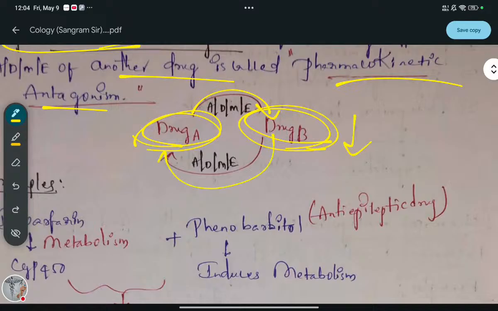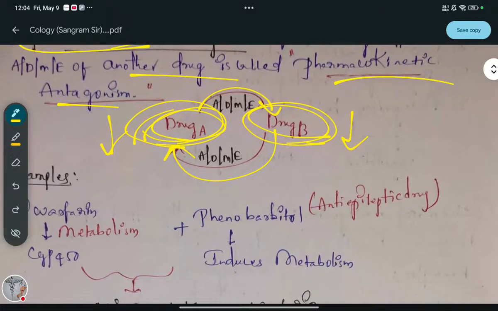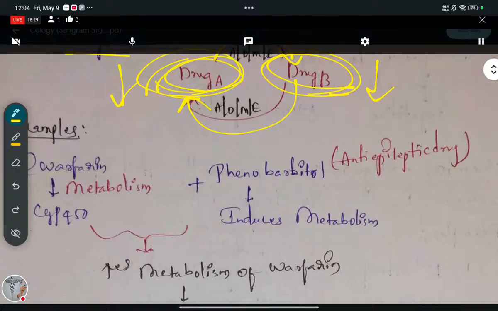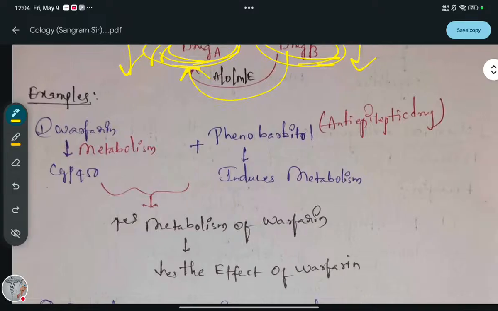If drug B decreases the absorption or distribution of drug A, then also what will happen? Effect of drug A will decrease. Yes or no? So if it can increase the metabolism of drug A, then also what will happen? Action of drug A will decrease, or effect of drug A will decrease. Now we will see the examples.